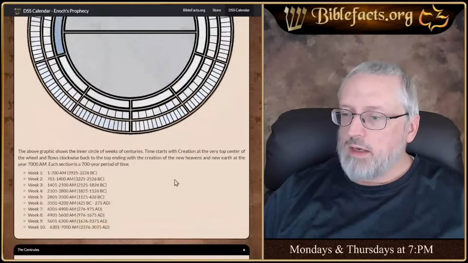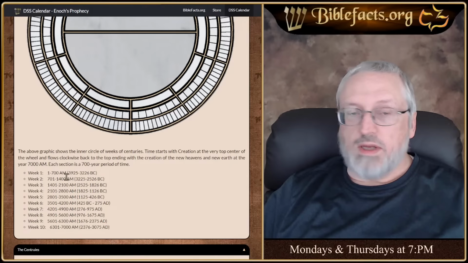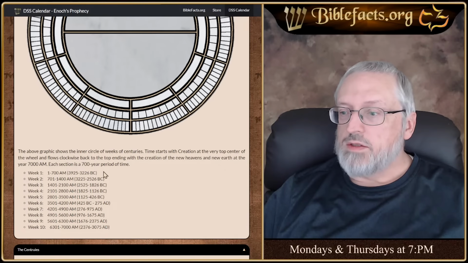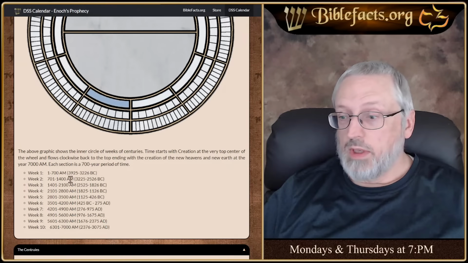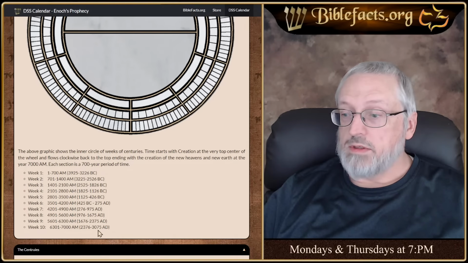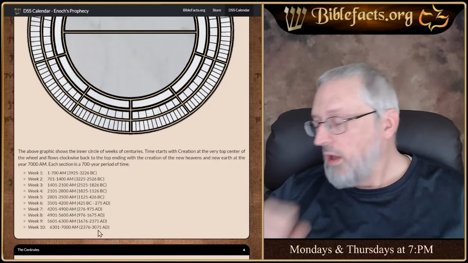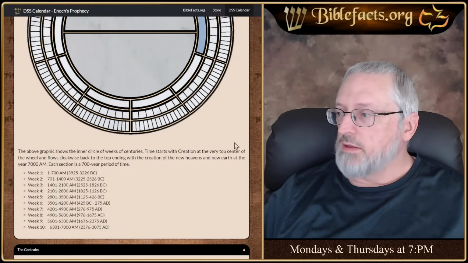So, and then here down at the bottom, we have a list of the timelines. So the first 700 years is 3925 BC to 3226. And we get all the way up to the year 7000, which is 3075. Excuse me. So that's the way he groups these things.